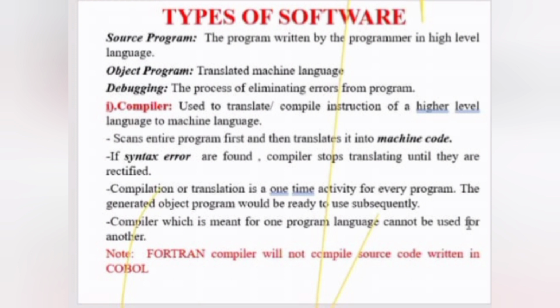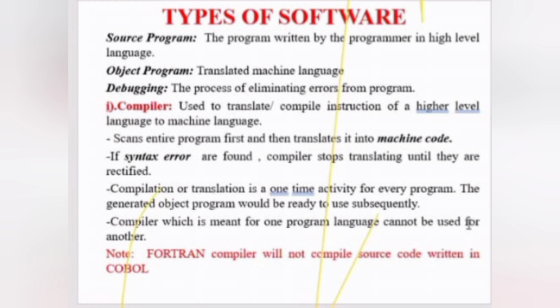And the third one we have is the compiler. It is used to translate the instructions of a higher level language to machine level. That means it will convert higher level language to machine level language. It scans the entire program first, and then translates it into machine code. If system errors are found, the compiler stops translating until they are rectified. And here, compilation or translation is a one time activity for every program.